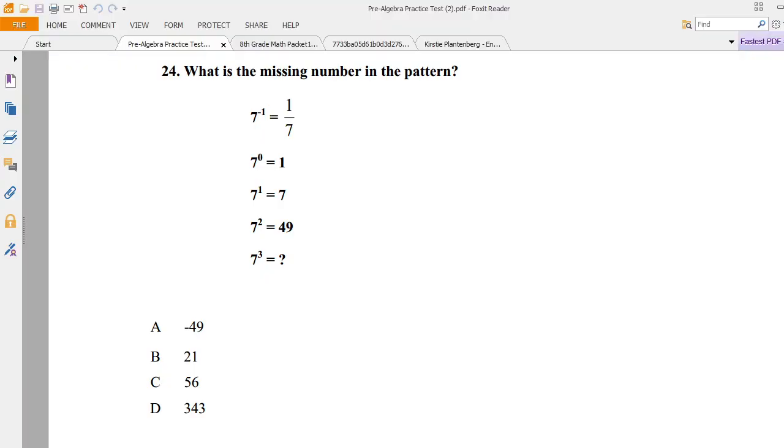Alright guys, you're doing it. So the next question says, what's the missing number in the pattern?